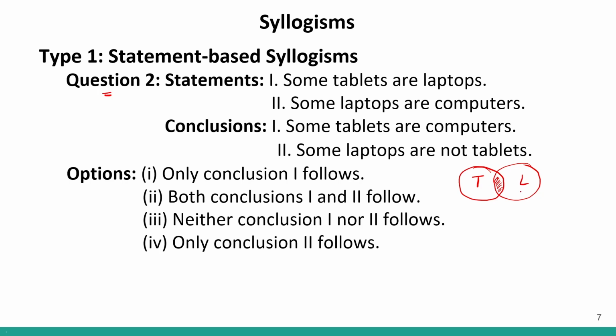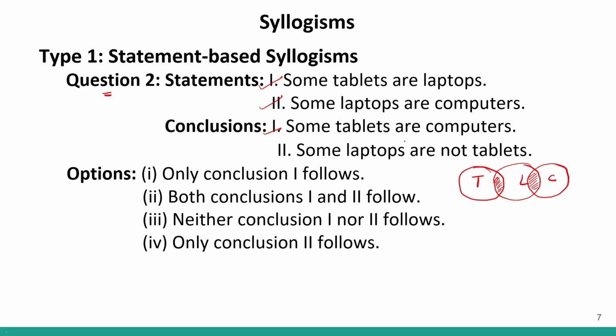So some tablets are laptops. Statement number 1. Statement number 2 is some laptops are computers. So now I will draw computers like this because the highlight is over here that some laptops are computers. So my diagram will look something like this. This will be my Venn diagram. Based on this Venn diagram, let us look at the conclusions.